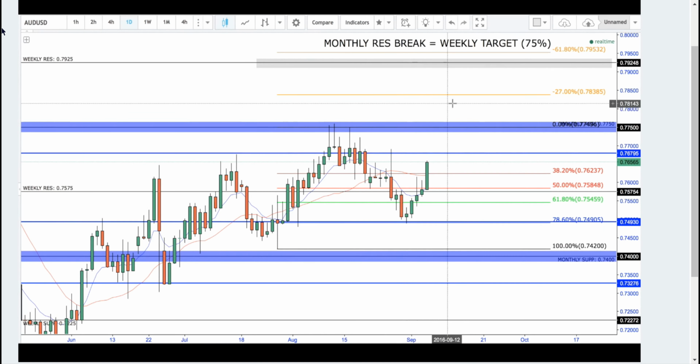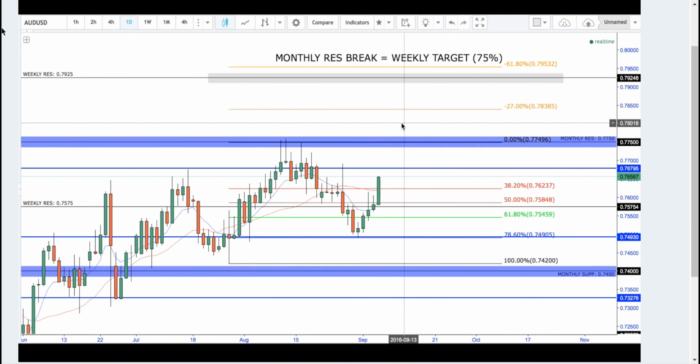So this is the current one on the Aussie at the moment, A, B, C, D. It'd be interesting to see how this actually plays out. But again, you can actually go back in time, plot all of this on your charts, and you can go and see yourself.